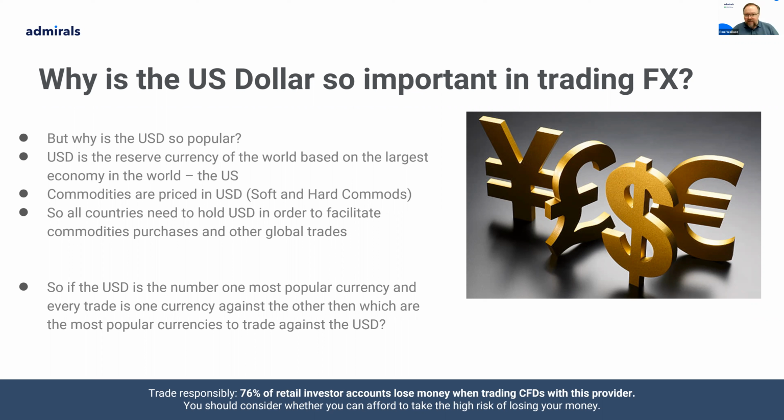Namely, banks, both central banks and global banks, need to hold a certain amount of US dollars in order to facilitate and settle those purchases or trade deals. So the US dollar is the number 1 most popular currency, and every trade is literally one currency against the other. Then which are the most popular currencies to trade against the US dollar itself?